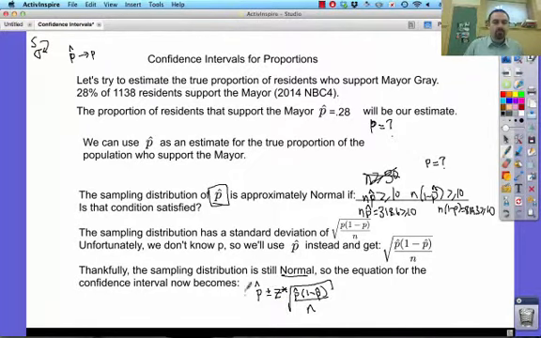Okay, so for a confidence interval for proportions, we always use a normal distribution. We don't ever have to use a t distribution. It's always z. Our estimate is p hat, 0.28, and our standard deviation is this computation here. Okay, and everything else is the same. Okay, all right.